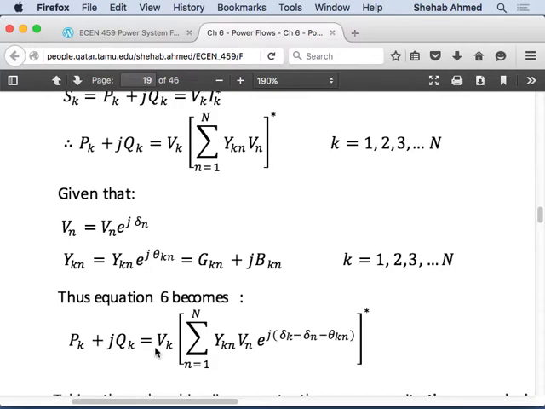I have a complex number, magnitude and angle. I'm keeping the magnitude outside, and I'm bringing the angle inside. And then Y_kn is inside the summation, and its angle is theta kn. The angle is theta kn. It's negative because of the conjugate, right?